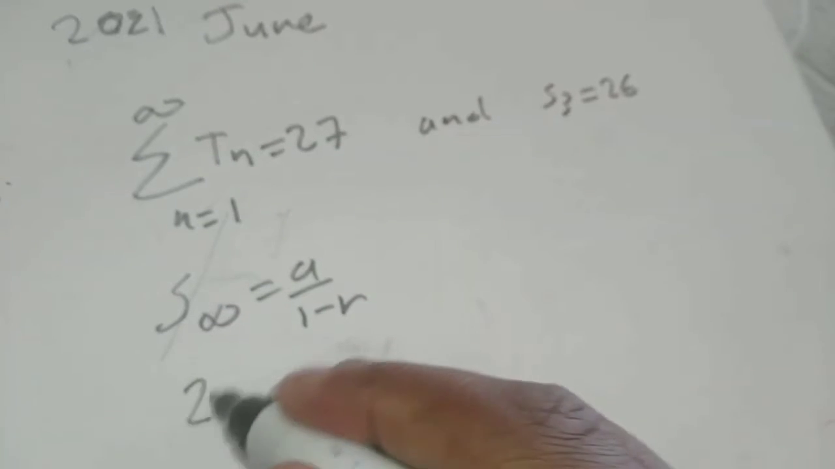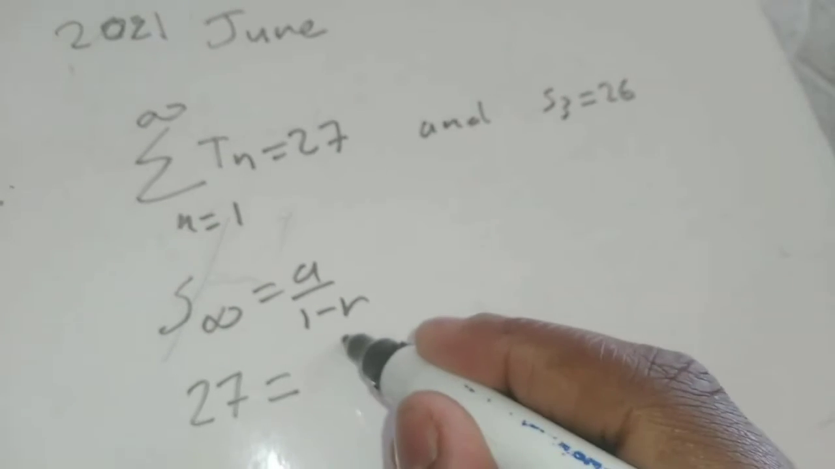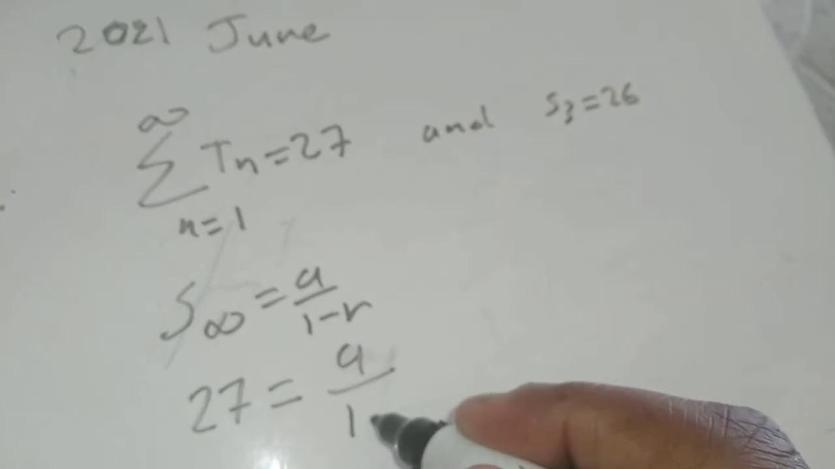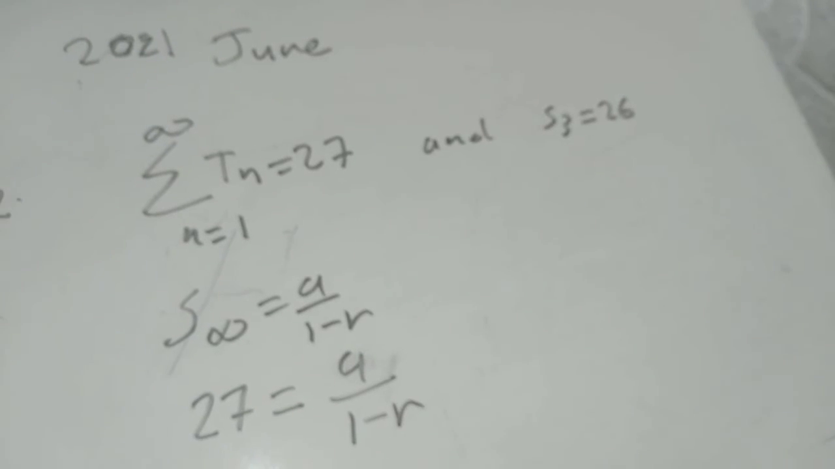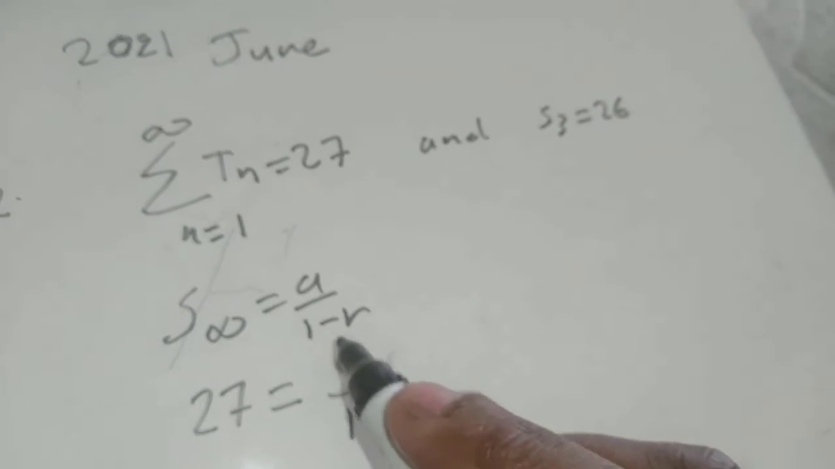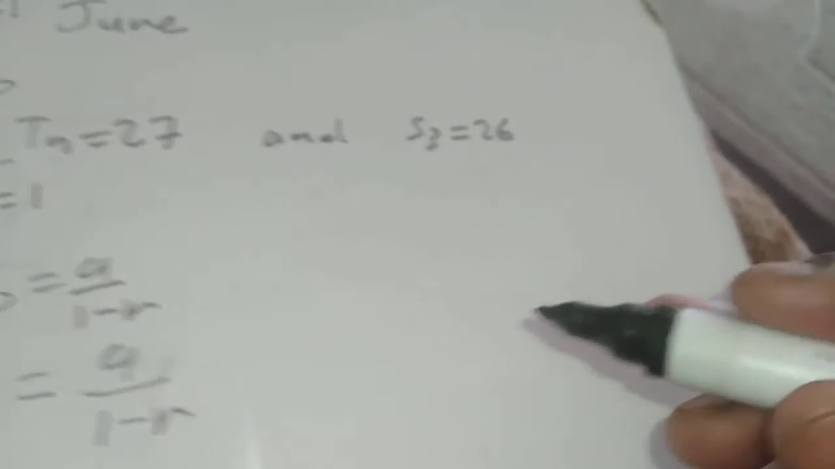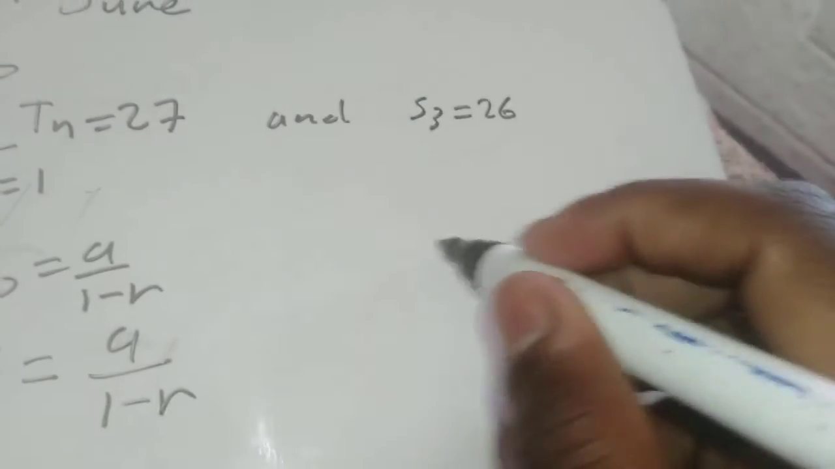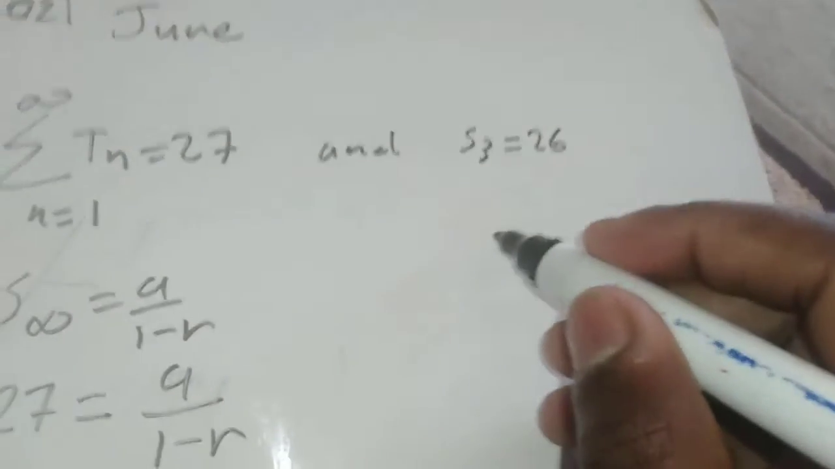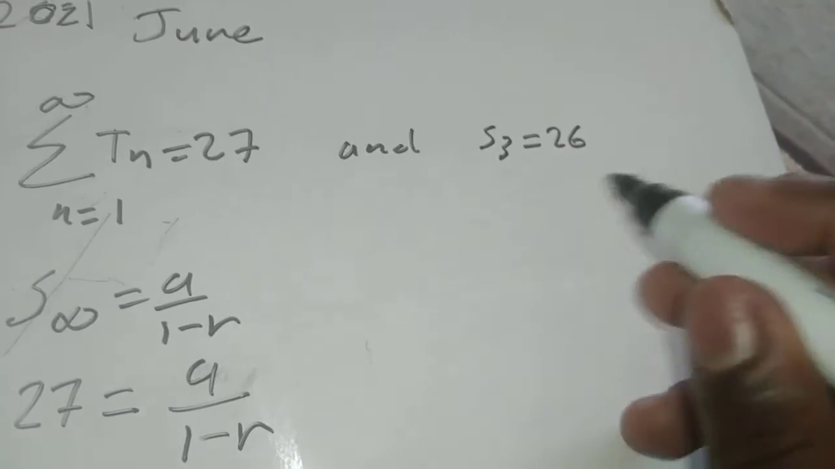So it means 27 is equal to a over 1 minus r, and of course we don't know our a, and r is what we're looking for. So you see, we're going to use simultaneous equations. Both our a and our r are not known. And let me form the second equation using this. So the sum of the first three terms will give me 26.